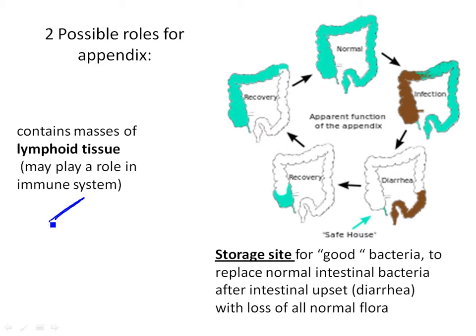But it's been found that there are masses of lymphoid tissue within the appendix, and this could serve to help protect us, a role in the immune system. Another theory is that it is a storage site for the good or innocent type bacteria in the large intestine.